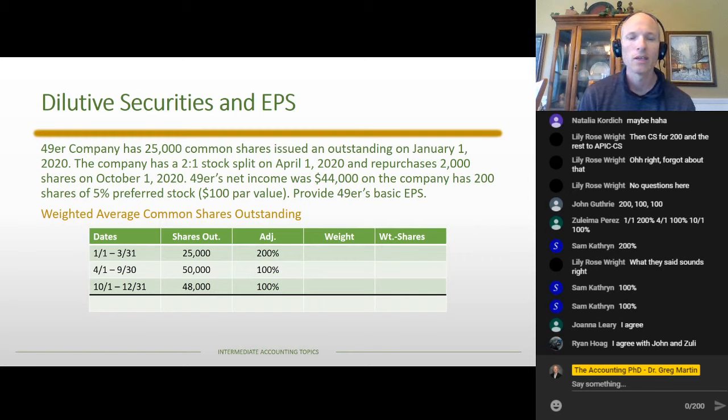And again, the idea here is stock splits and stock dividends require an adjustment, and you adjust any shares prior to the split. In this case, the only row that was prior to the split was the first one. That's why we need to adjust by 200% for that 2-for-1 stock split. Of course, if it had been a 3-for-1, then it would be a 300% adjustment. Hopefully just remember that part of it.